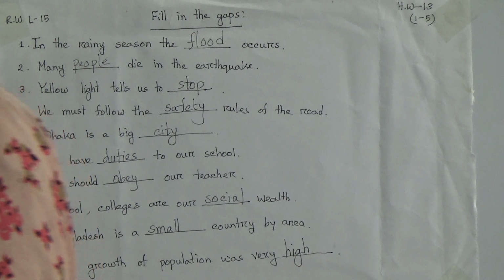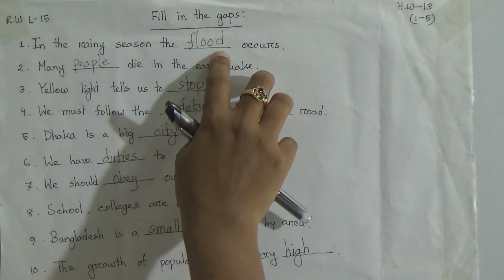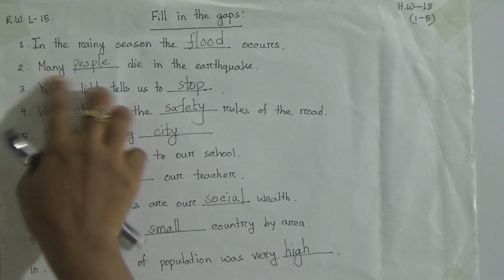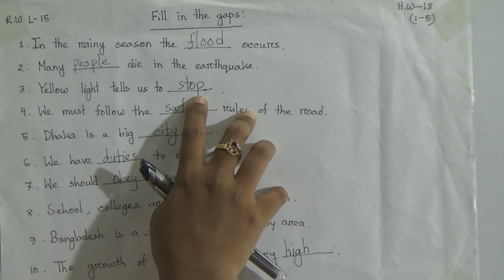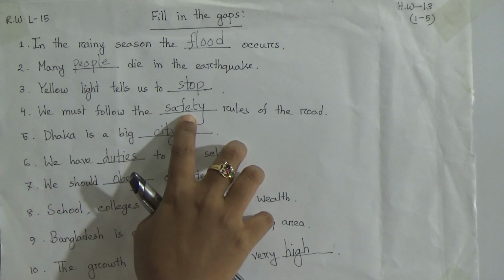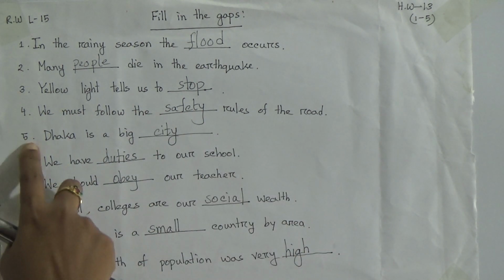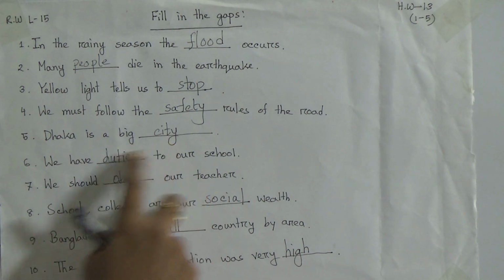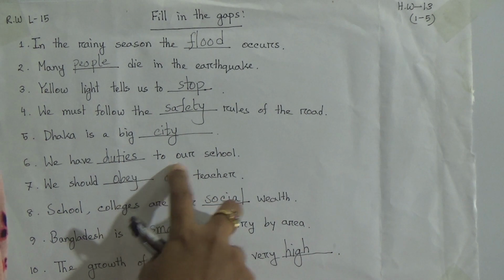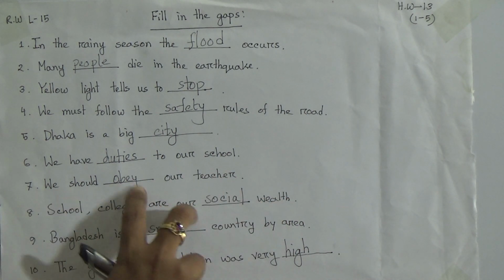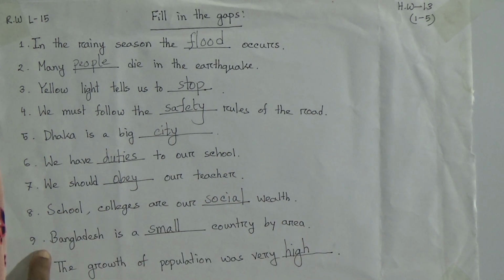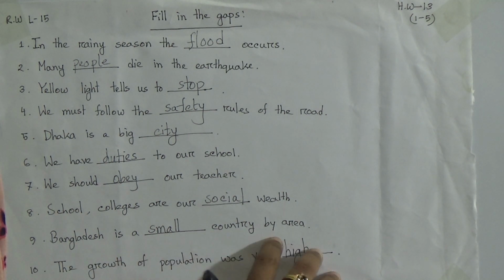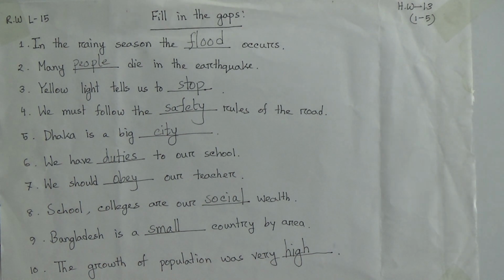So I am reading all these answers again. In the rainy season, the flood occurs. Number 2, many people die in the earthquake. Number 3, yellow light tells us to stop. Number 4, we must follow the safety rules of the road. Number 5, Dhaka is a big city. Number 6, we have duties to our school. Number 7, we should obey our teacher. Number 8, school colleges are our social wealth. Number 9, Bangladesh is a small country by area. Number 10, the growth of population was very high in Bangladesh.